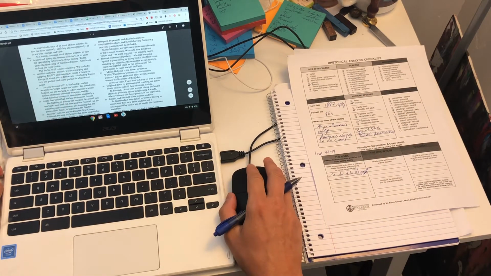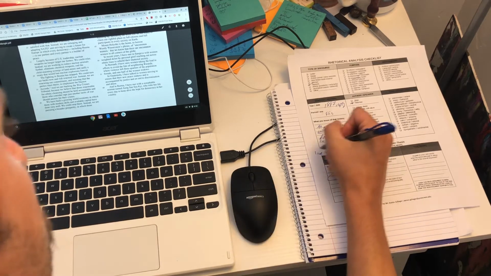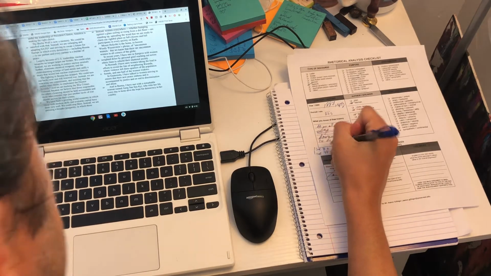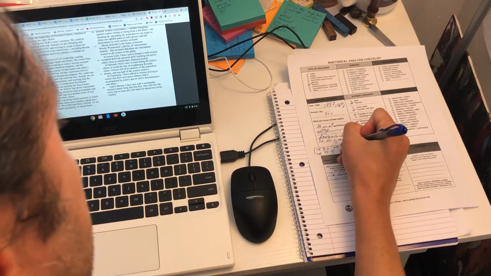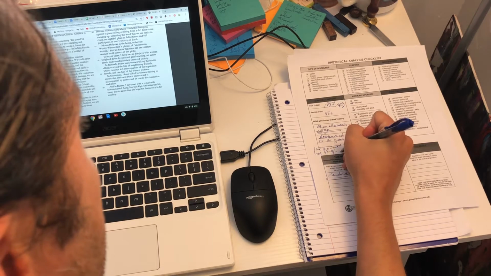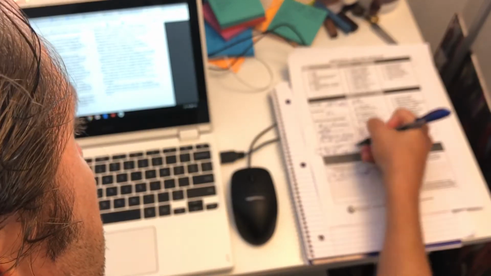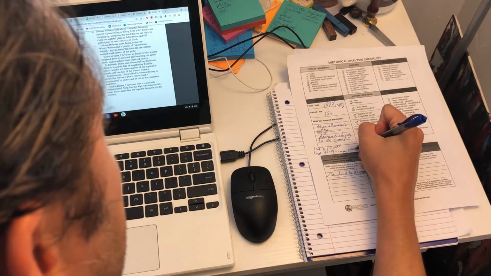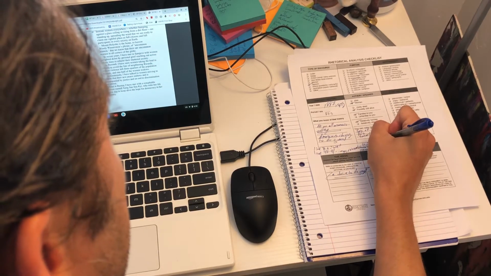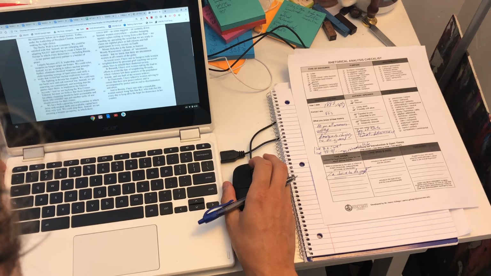I also, you know what, now I'm thinking about it, I want to go back and note line 30 and this use of we, because that's really interesting. Image, reinvent, cliche. All right, so let's see, I was at line 40.